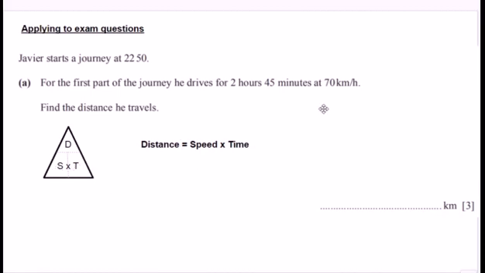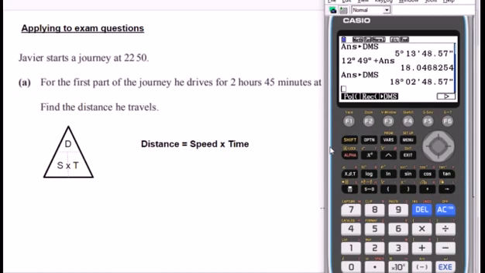So we need to do the speed, 70 kilometers an hour, times the time, 2 hours and 45 minutes. And this is where the calculator is really, really handy, because you can just go straight in here and do 70 times 2 hours and 45 minutes. Now that will get us straight to the answer, and it tells us he travels 192.5 kilometers. Now, given that this was for 3 marks, it might be advisable to do a little conversion first.